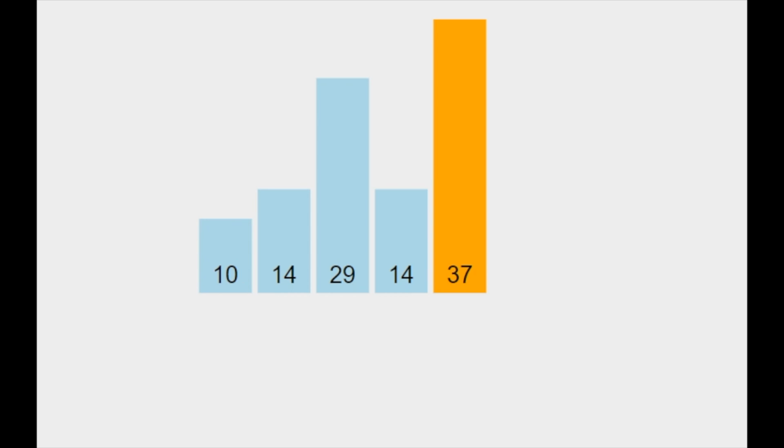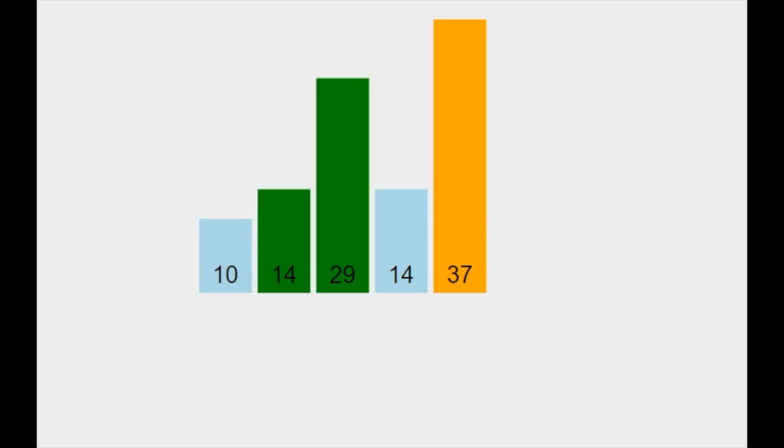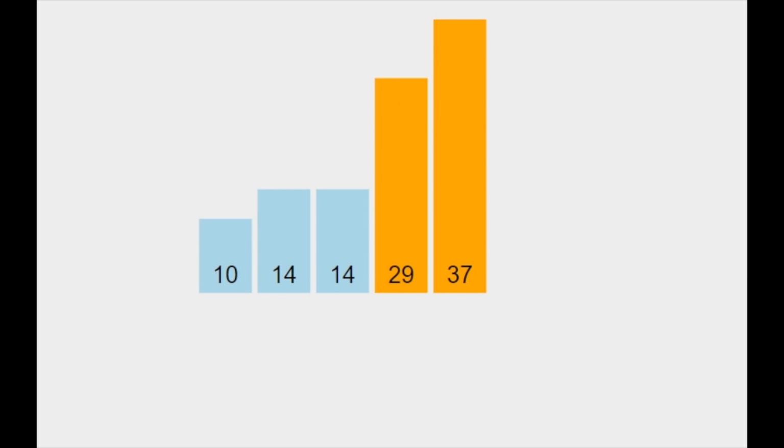So we need to start with the 0th index again in order to get our list sorted. Here we compare 10 and 14. The condition 10 greater than 14 is false. Next we compare 14 and 29. This condition is also false. The condition 29 greater than 14 becomes true and these numbers are swapped. And with the second iteration, I have got the second largest number at the second last position in the array.